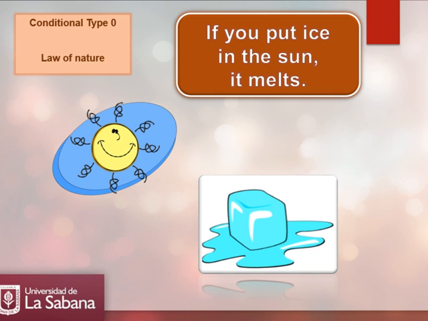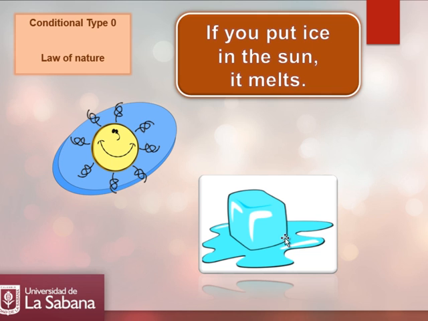And before we start, let's take a look at the following sentence. If you put ice in the sun, it melts. The first part of the sentence, if you put ice in the sun, is the condition, and the second part is the result. It melts. Sentences like this are called conditional sentences.